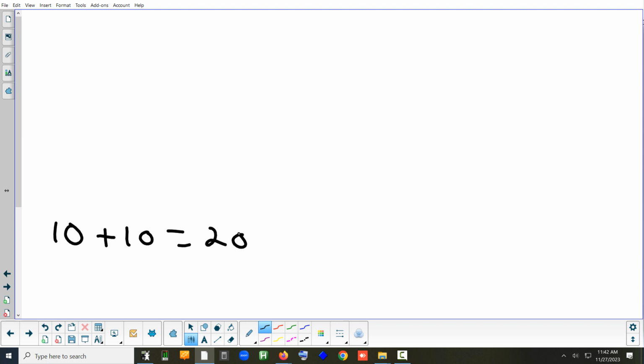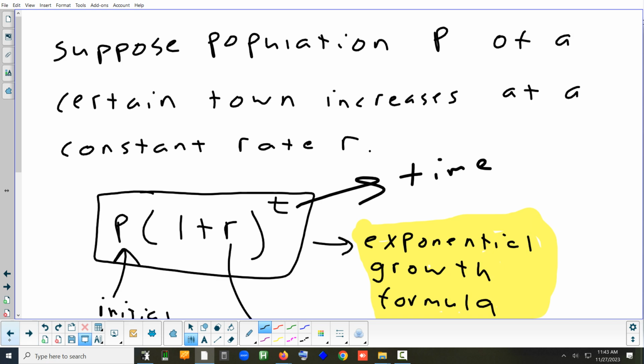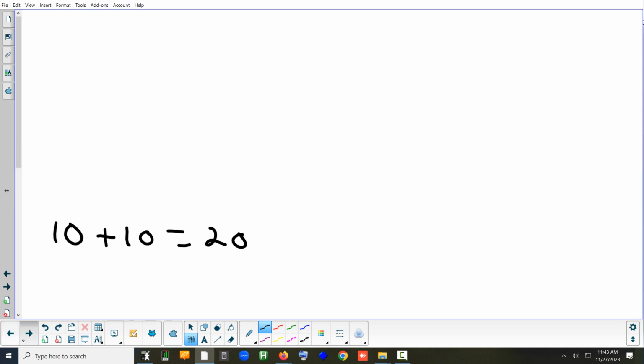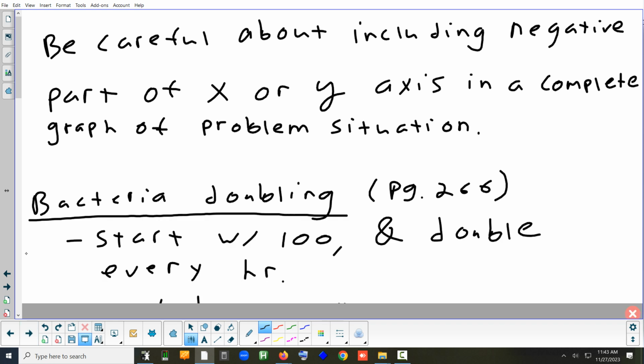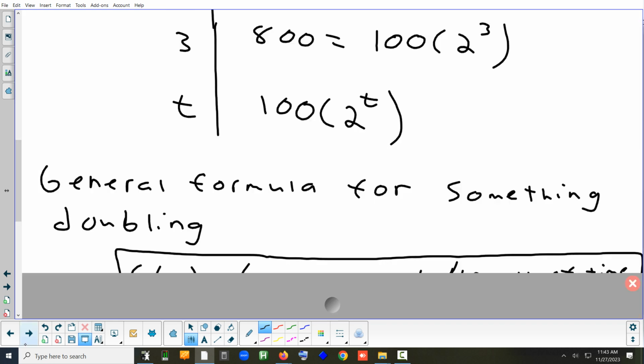Right? What's 100% as a decimal? 1. So what do you think is going to be inside here? A 2. Yep. If you make that specifically a 2, that's the formula for something doubling.